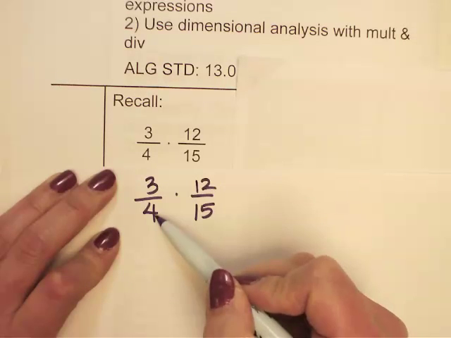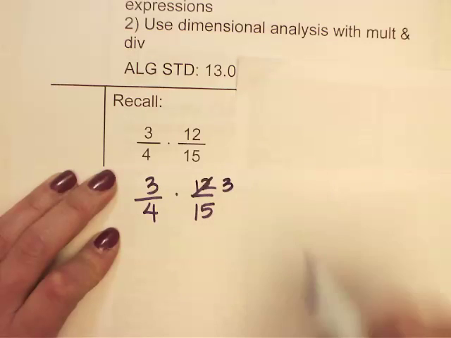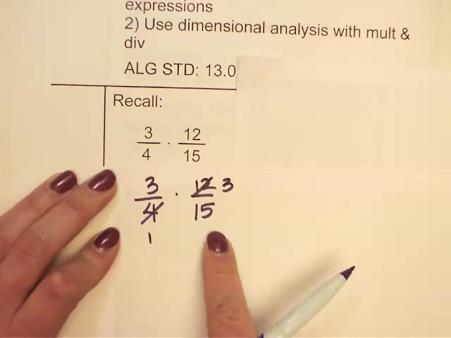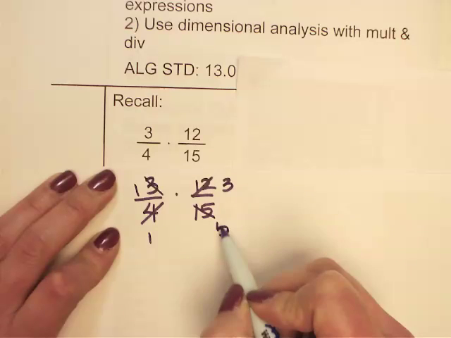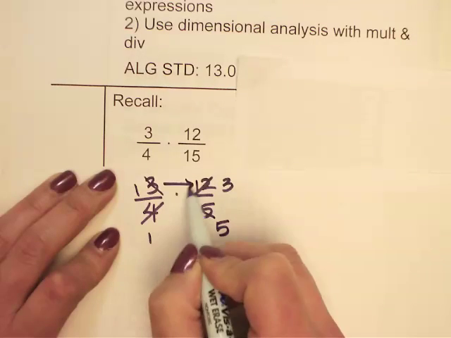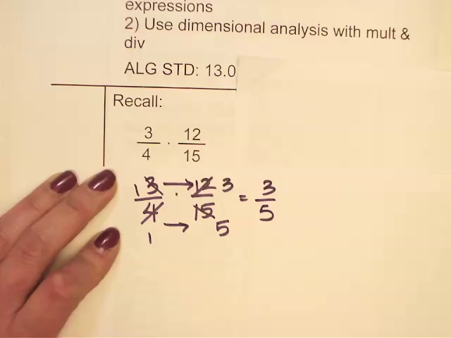So we can say, hey, 4 can go into 12 3 times, so we cross it out and write the 3. 4 can go into itself 1 time. And we can do the same thing for 3 and 15. 3 can go into 3 once, 3 can go into 15 5 times. And then you remember that we went straight across and we multiplied and we got 3/5. Okay? So today we're going to take this problem to another level with polynomials.